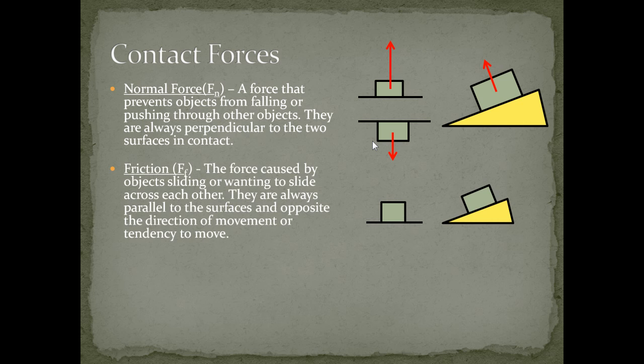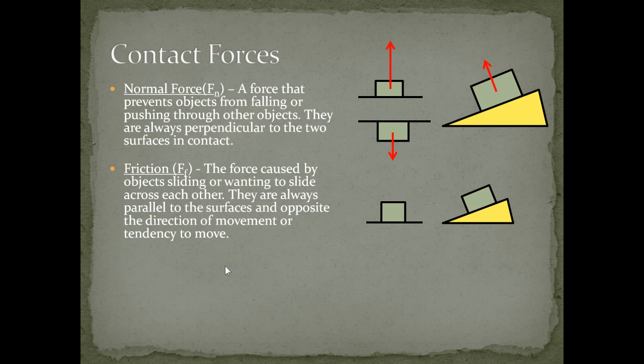The second type of contact force is going to be the frictional force. It's going to be given by a capital F with a lowercase subscript. There are two types of frictional forces. There's a static frictional force and there's a kinetic frictional force. We'll talk more about those later. But these are forces caused by an object sliding or wanting to slide across each other. There has to be two surfaces in contact, and the object must want to move or is moving.